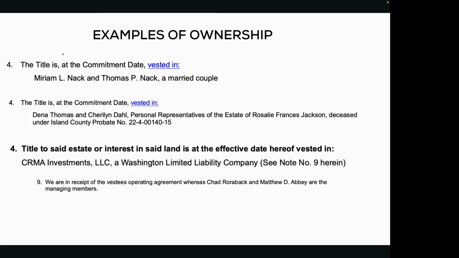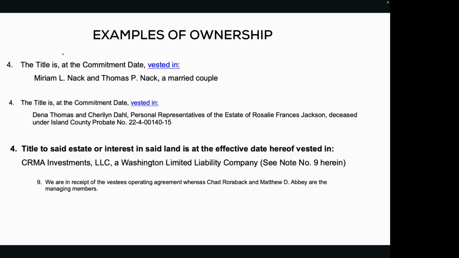When we do the listing, to make it a little bit easier to just kind of keep listed, fit everything in the lines, we may shorten it. As an example for this one, that would be the estate of Rosalie Frances Jackson, or it could be the Jackson estate. Either way, we do need to include this entire legal name when we do the listing agreement. And then again, when we do the purchase and sale agreement.